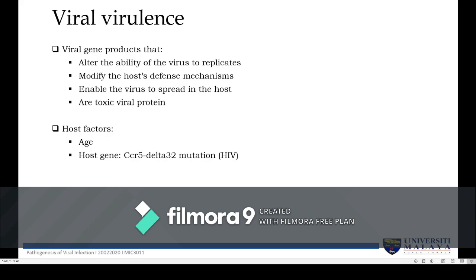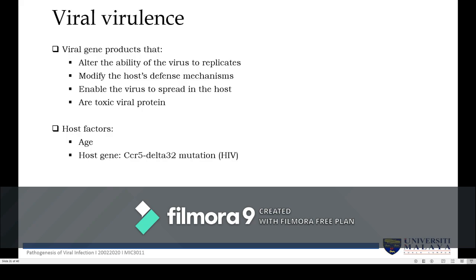Another factor is the host. We have a lot of factors from the host actually, but I don't want to talk too much on it. I just want to let you know that it is not only the virus itself that is causing the problem, but also the host.